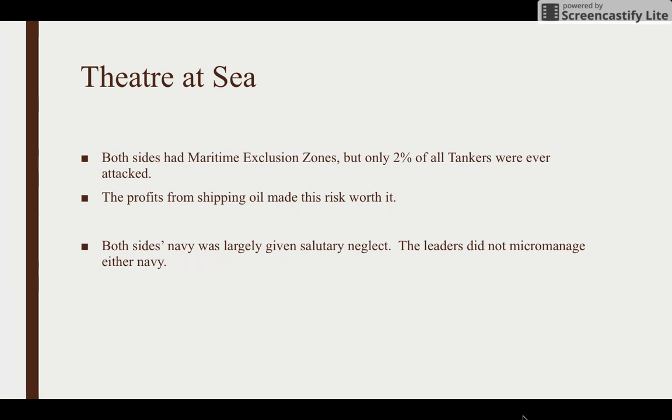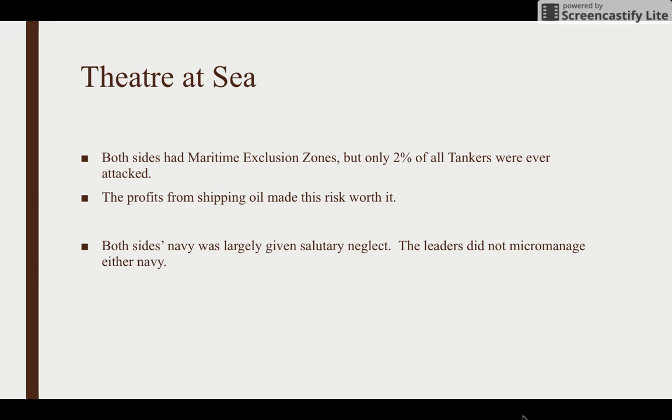Additionally, you have theaters along the sea. What both sides do within the Persian Gulf is that the sea battles become tanker wars. They're going to be firing at the two sides. They're going to try to export their oil to other countries, because that's where most of their profits are going to come from. So both sides put up a maritime exclusion zone where other ships can't go, and if they do, they're at risk of being attacked by each other's navy.